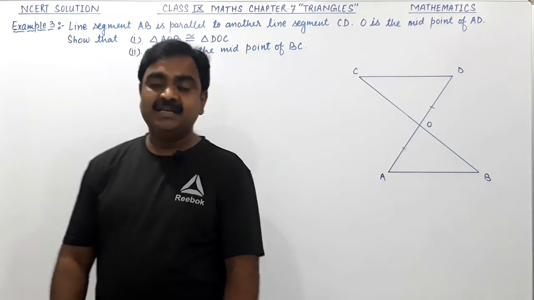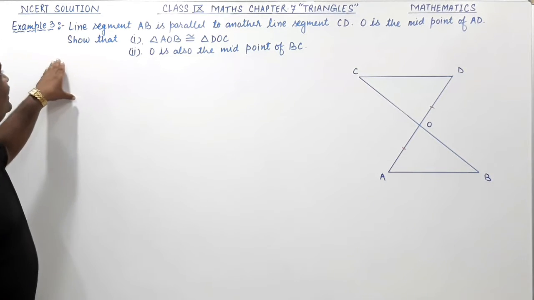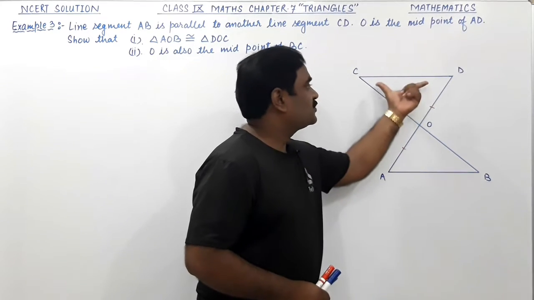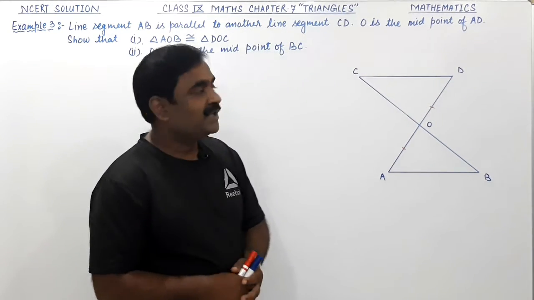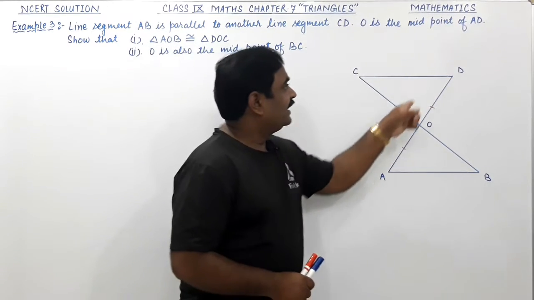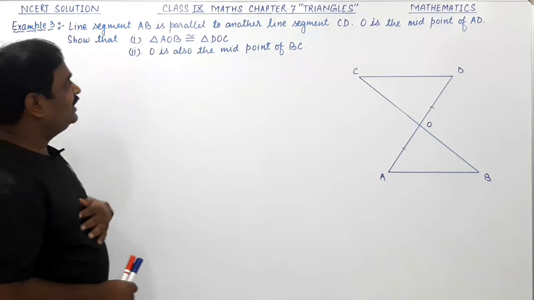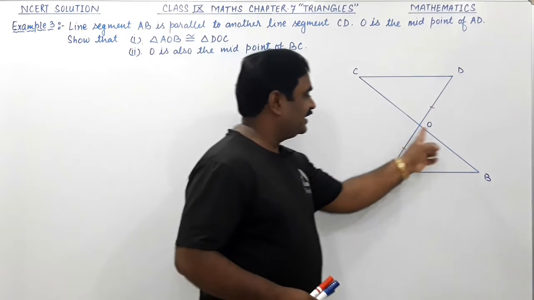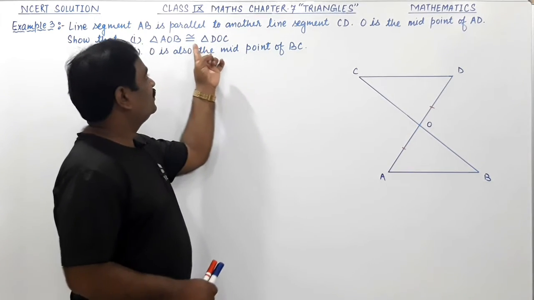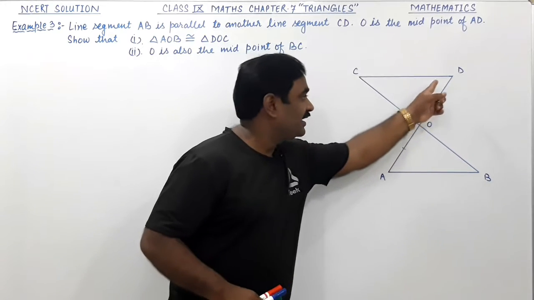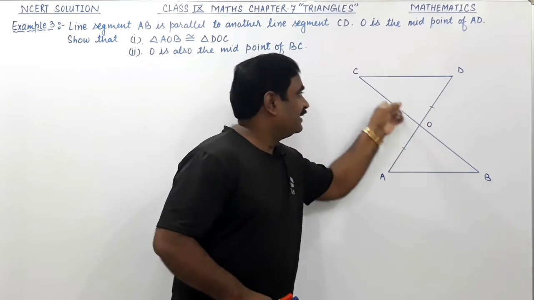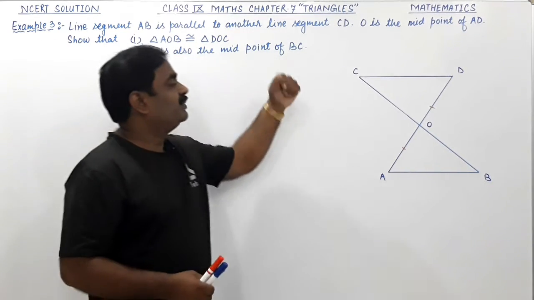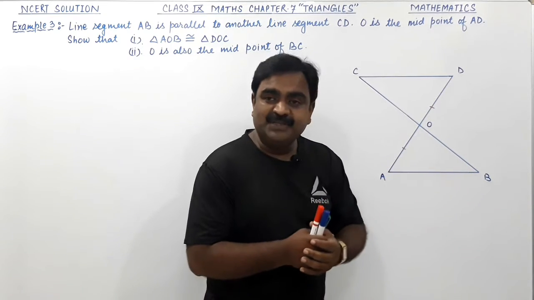Let's see what is given in this example. Given that line segment AB is parallel to another line segment CD. O is the midpoint of AD. We are going to prove that triangle AOB is congruent to triangle DOC, and the second thing we are going to prove is that O is also the midpoint of BC.